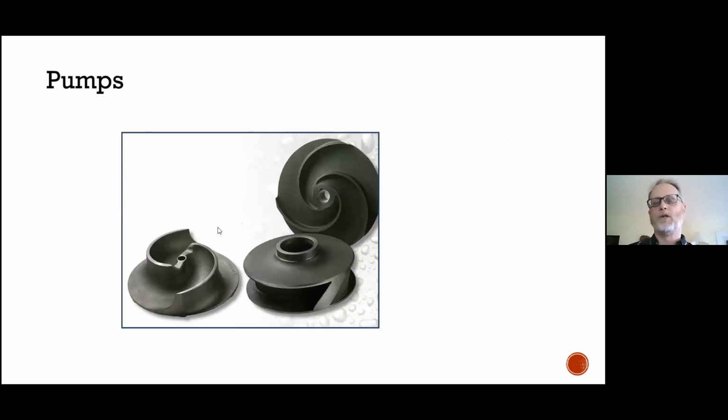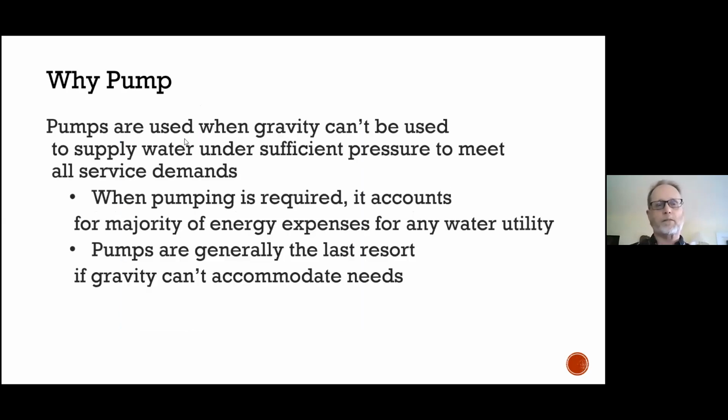All right, so the bulk of today, we're going to talk about pumps, because they really become critical devices in our water system. So why do we need to pump? Well, depending on the topography of your utility, we can't use gravity all the time to supply sufficient amounts of water under sufficient head, and with enough pressure to meet all of the service demands.